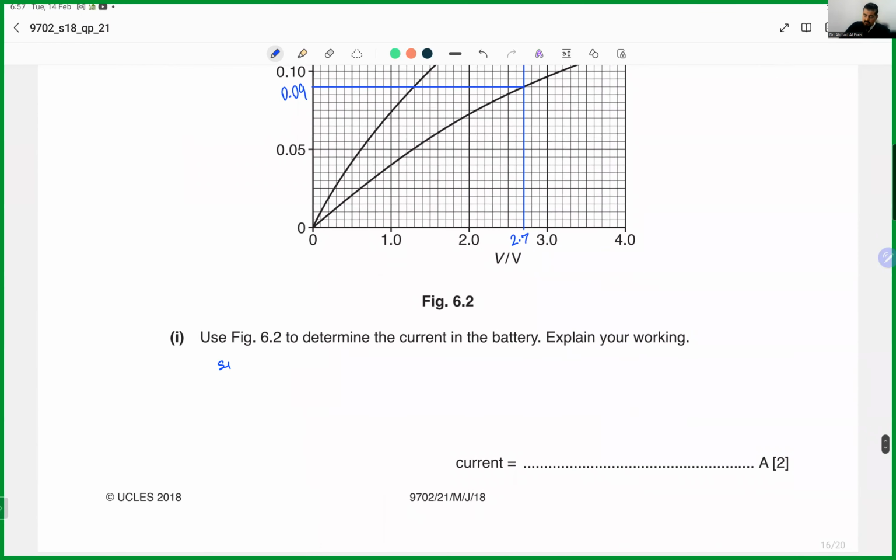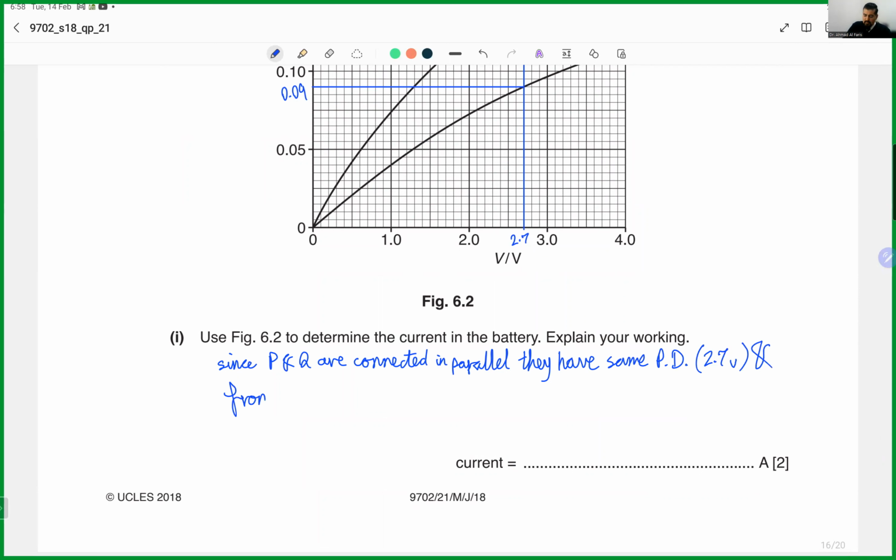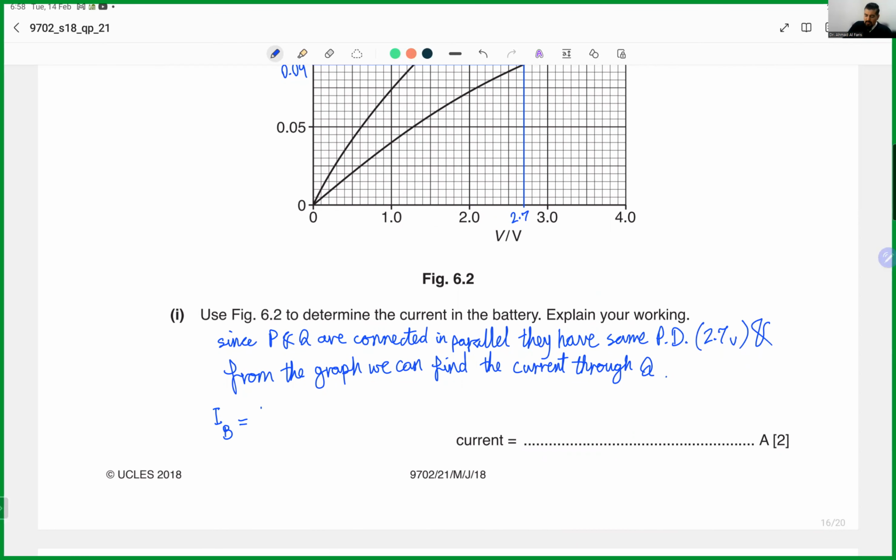Since P and Q are connected in parallel, they have the same potential difference, which is 2.7 volt. From the graph, we can find the current through Q. Now, the current I from the battery is equal to the current through P plus the current through Q, which is 0.15 plus 0.09, and the sum is 0.24 ampere.